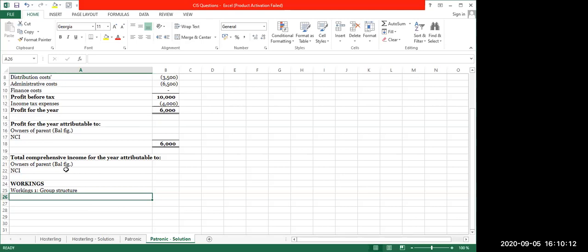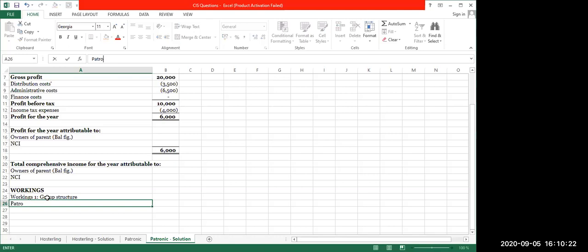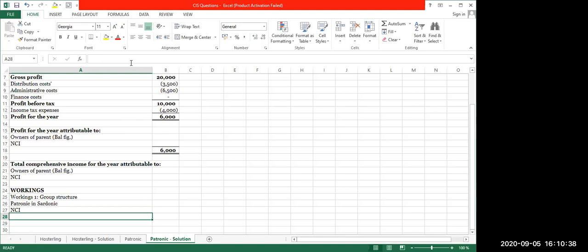So we'll start our group structure. The first thing is to say, what is the name of that parent? Oh, Patronic. So we'll say Patronic in, what's the name of the subsidiary? Sardonic. Patronic in Sardonic. And we now say the remaining is left for the NCI.